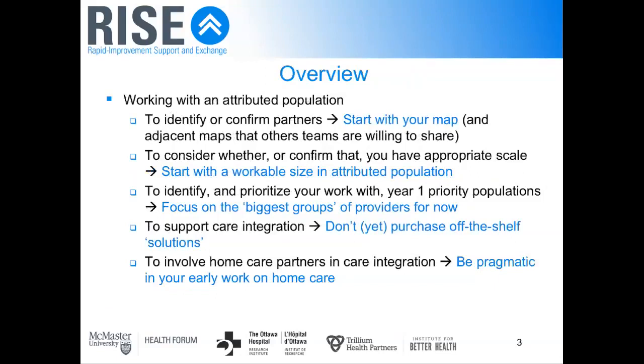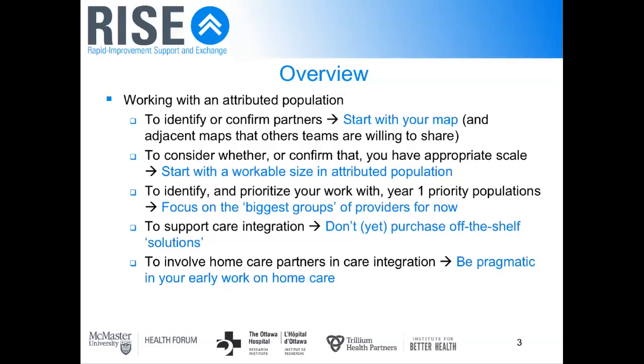So this slide is just a quick overview of some of the topics that we're going to be talking about in the webinar today. These are different ways of thinking about how to work with an attributed population, or different issues that come up when working with an attributed population. The first point is really about partners, and as many of you now know, the map that you've received if you've been invited to full application, or that you will receive if you're a team in development, is absolutely critical.